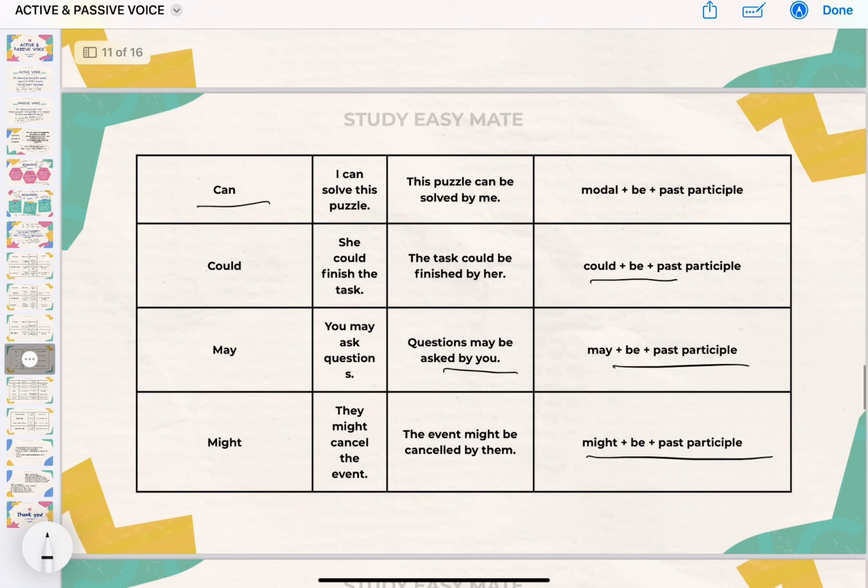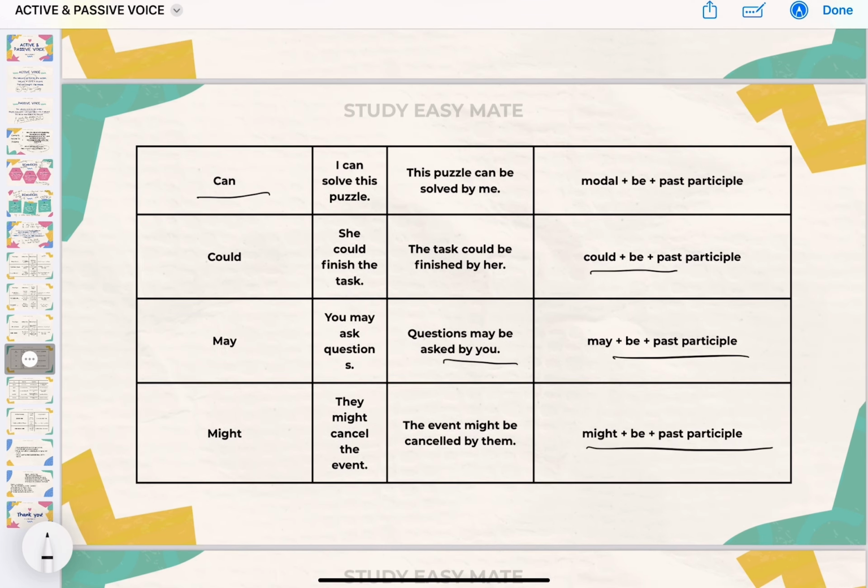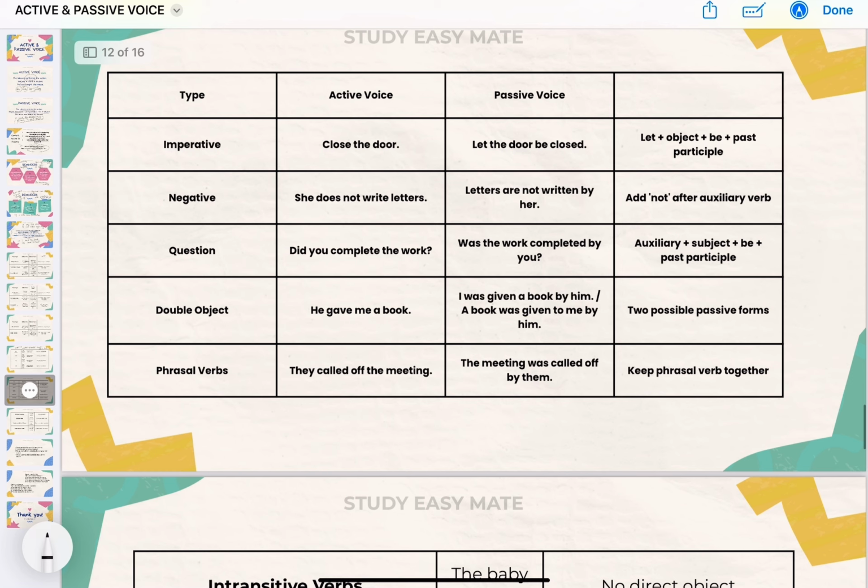This is quite easy. Just remember what all the modals are. Here I've given some examples: can, could, may, might. There are other modals too, like should, must, ought to. Remember all those. Maybe I'll just write it down: ought to, would, should, must. For all of these, you will have to add be plus past participle. Just remember. So we'll go to the next type.